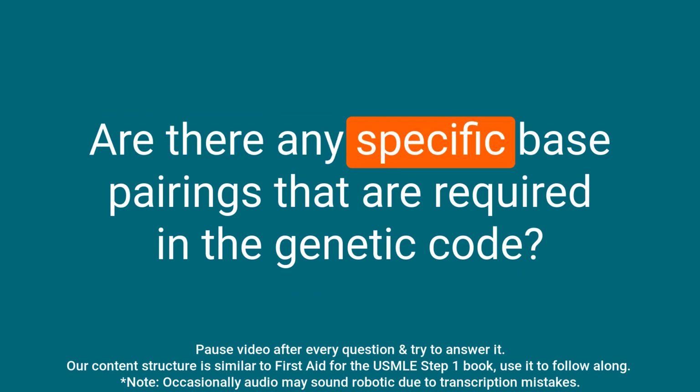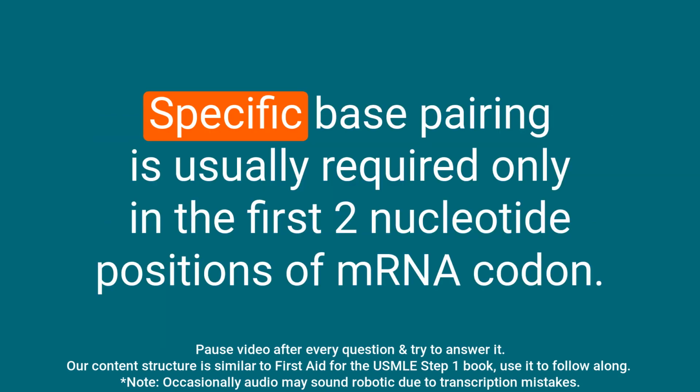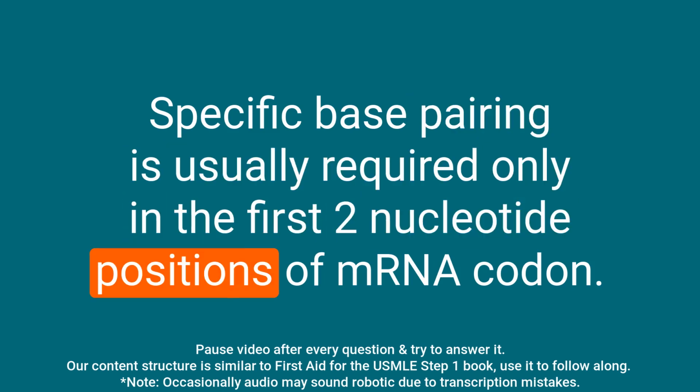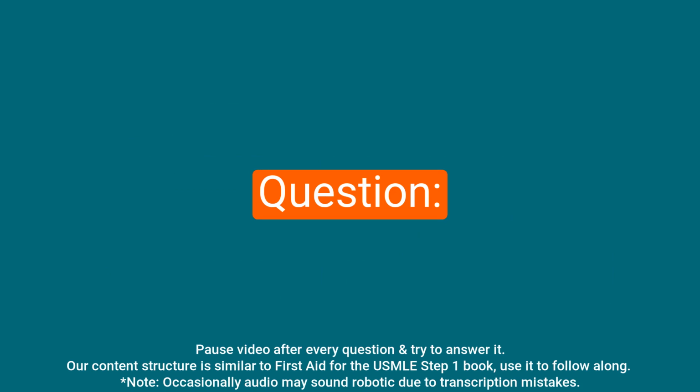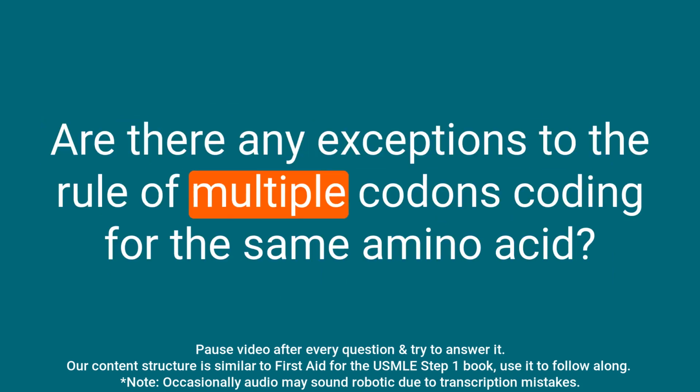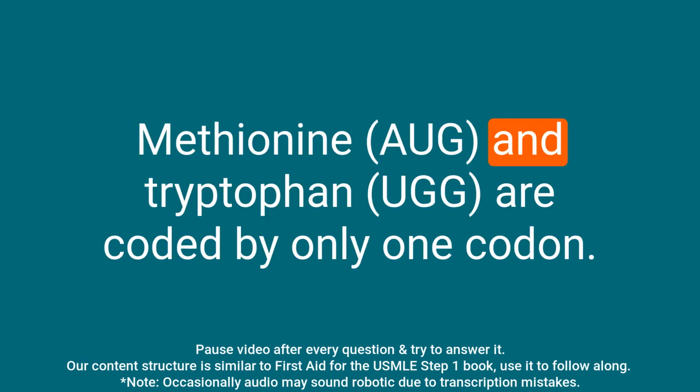Question: are there any specific base pairings that are required in the genetic code? Answer: specific base pairing is usually required only in the first two nucleotide positions of mRNA codon. Question: are there any exceptions to the rule of multiple codons coding for the same amino acid? Answer: methionine and tryptophan are coded by only one codon.